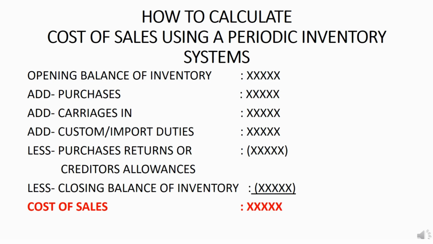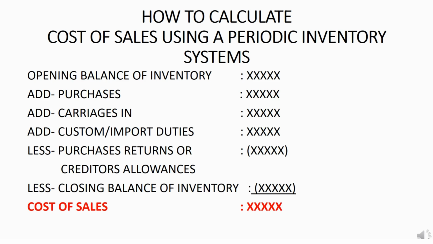Then you also add your carriages in. Sometimes, it depends on which method you use. Some will add the purchases net of returns or net of creditors allowances or purchases returns. The answer will still be the same. It depends on the method that you are using. Then you add custom duties or import duties.